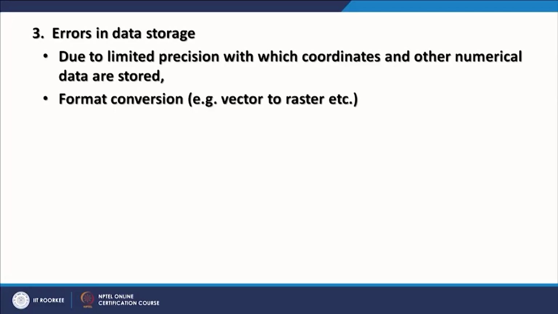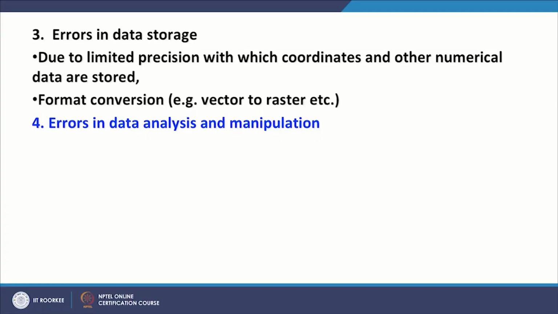Format conversion: any conversion from one format to another. While discussing vector to raster and raster to vector, I mentioned that these conversions are not fully transparent. Whenever you convert from vector to raster or raster to vector, you will introduce some errors, and these errors may create wrong or erroneous output. So, whenever we are doing format conversions, we have to be very careful to keep the errors to a minimum.